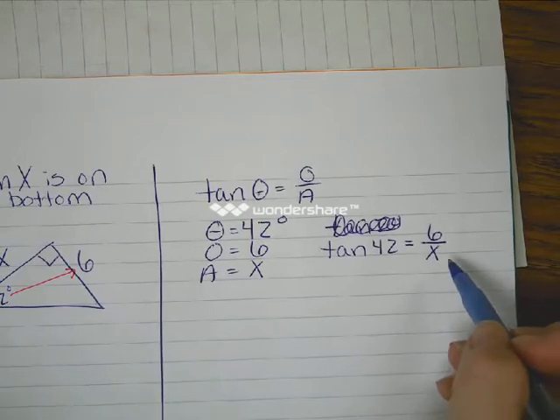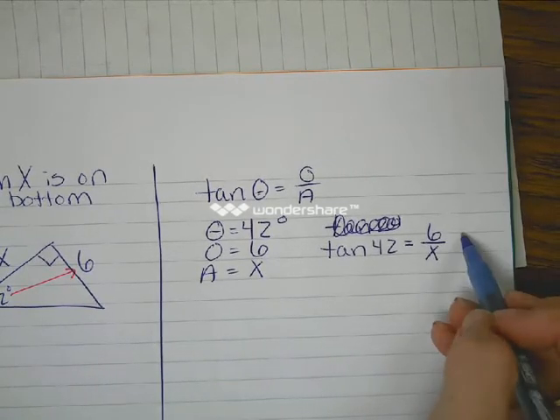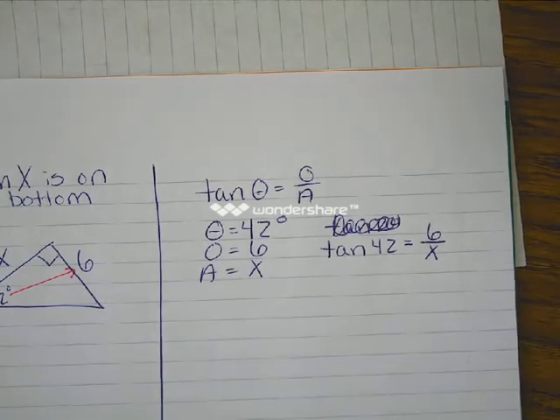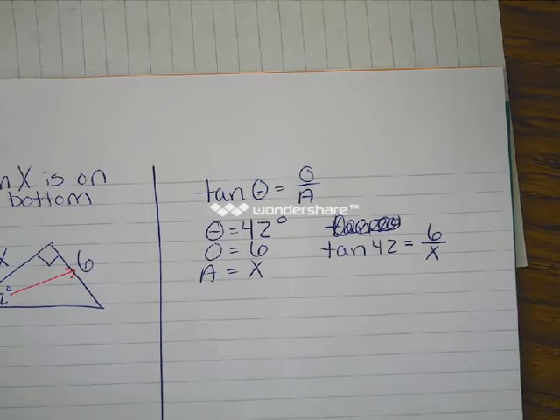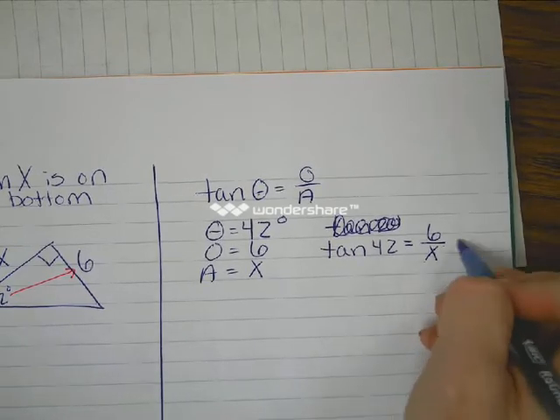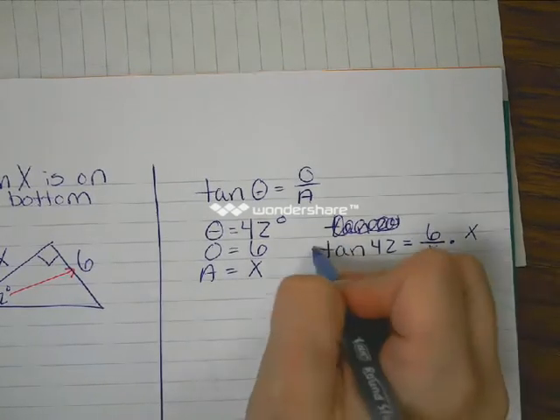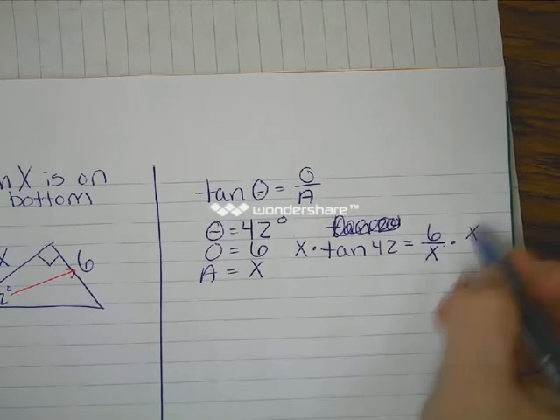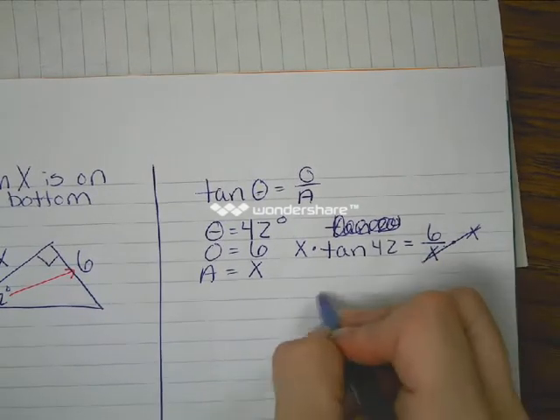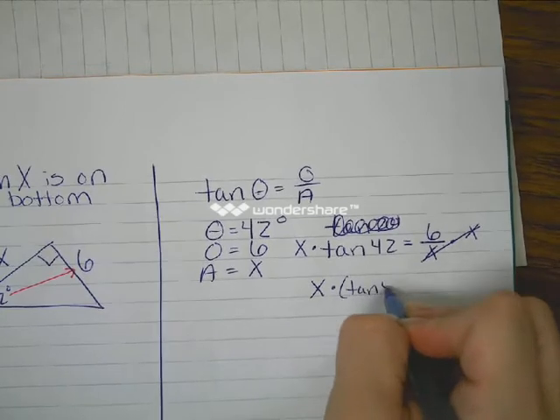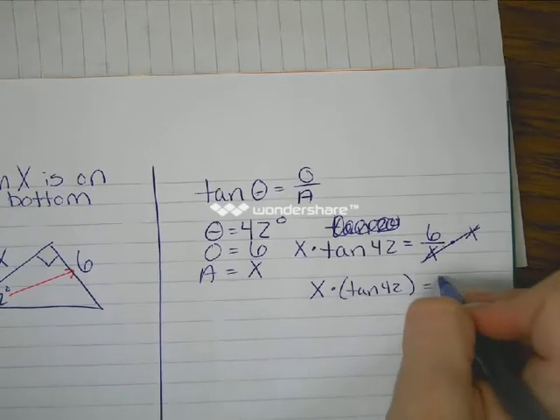So how would I get rid of this? The same way I got rid of the number in the last problem, the 51. How did I get rid of the 51? I multiplied. Same thing. How do I get rid of the x? I'm going to multiply. But when I do it on one side, I have to do it on the other. That cancels, so I'm left with x times tangent of 42 equals 6. Now I can solve for x.